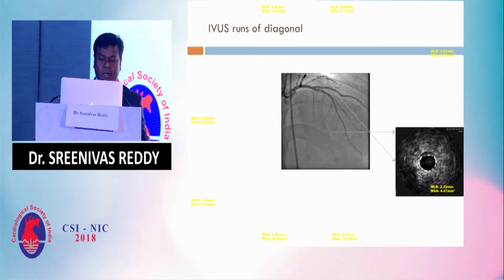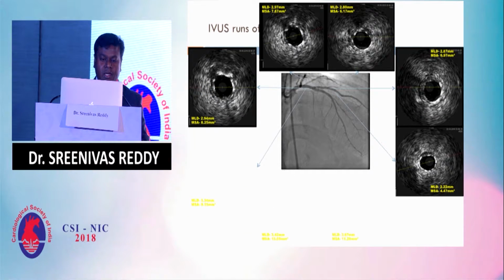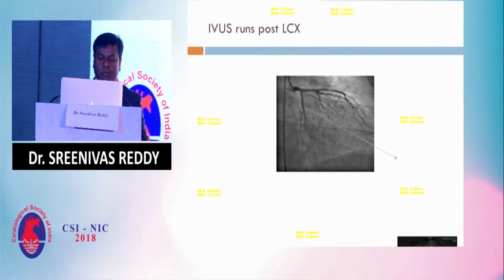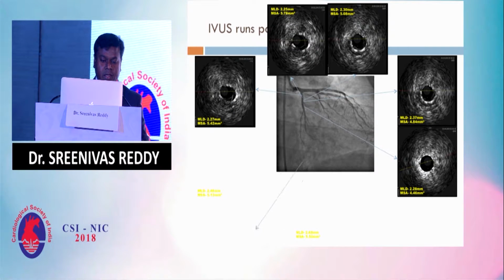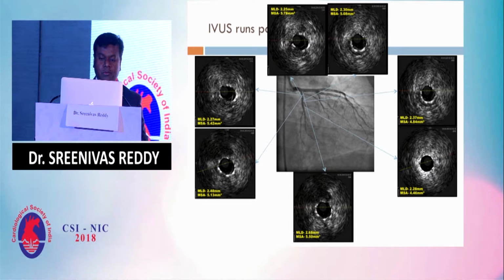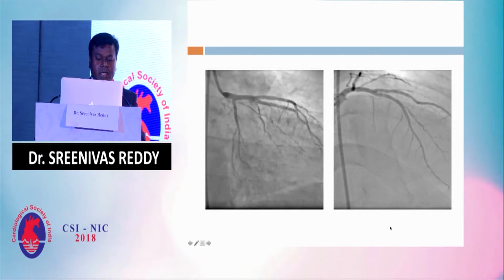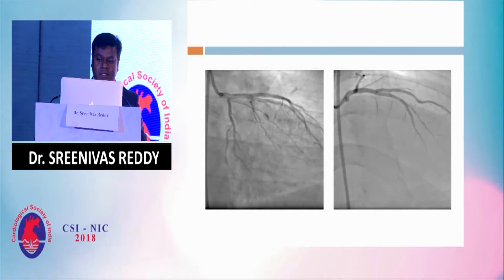Pullback from the diagonal, again look at the ostia of the diagonal, you have a really good expansion, 2.97 with an MLA of 7.87, and pullback from LCX again shows values of 5.13 and 5.5. So that's the final angiogram, in which the patient underwent a LAD D1 bifurcation and left main bifurcation simultaneously in a patient with ACS.